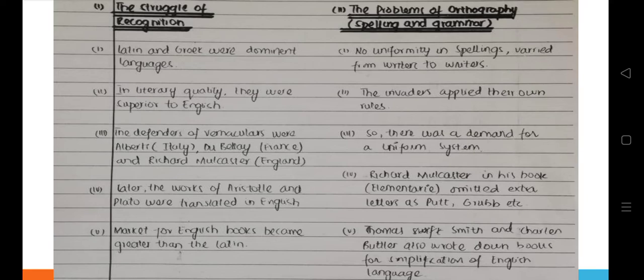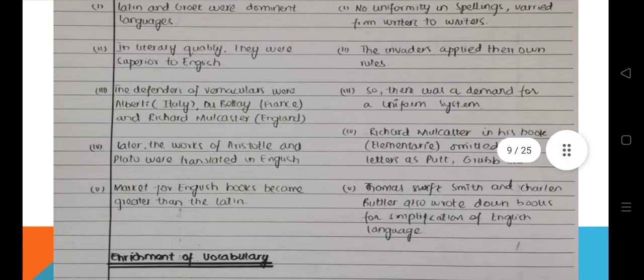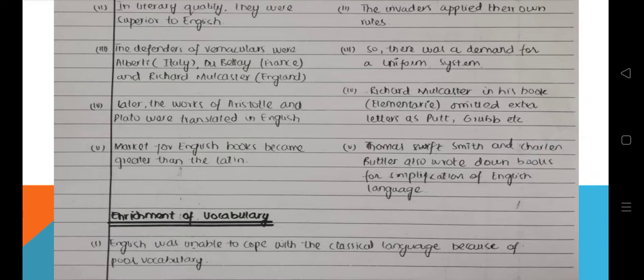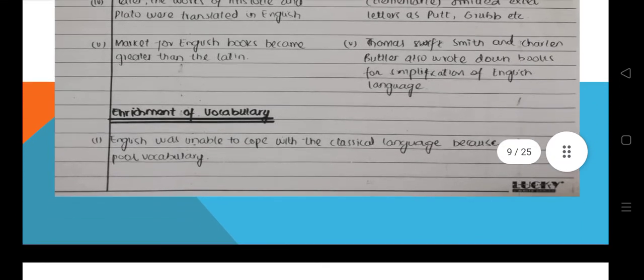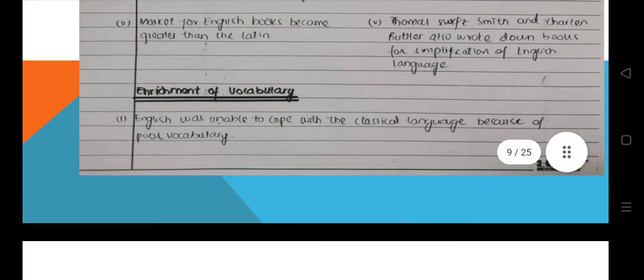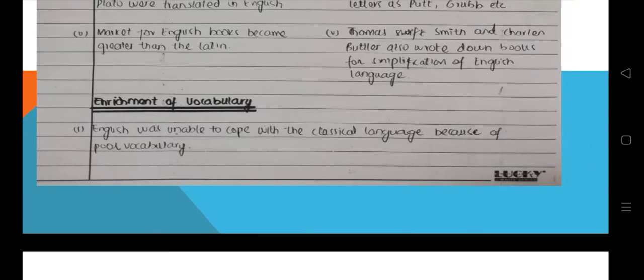So there was a demand for a unified system, and Richard Mulcaster, a prominent name in that age, made a contribution to language with his book Elementary, which omitted extra letters, and many more contributions towards language. And Thomas Swift and Charlie Butter also wrote books for the simplification of the English language. The language we use today, English, is a very simplified version. As you go through Old English, it was very complex.